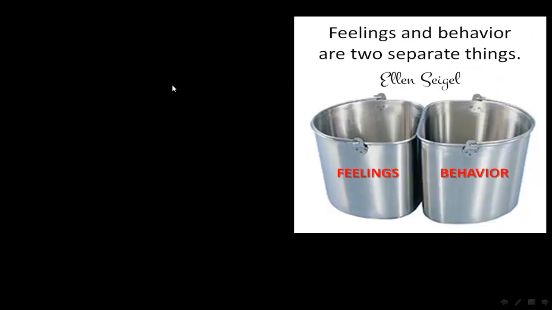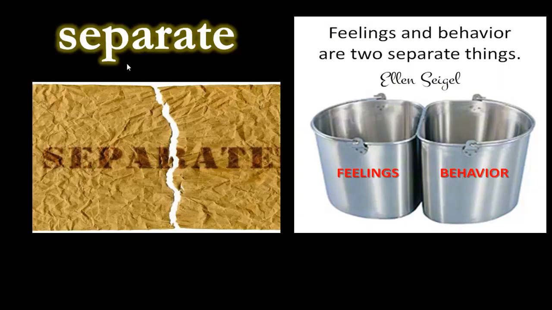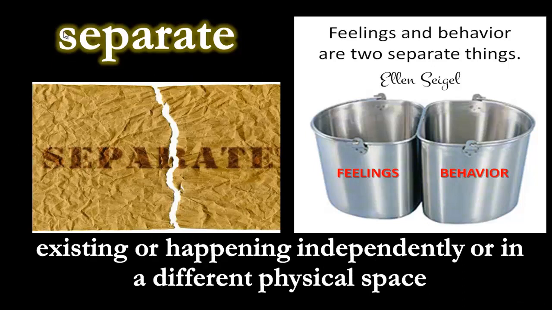What's the meaning of separate? Feelings and behaviors are two separate things. Feeling, behavior. Separate. Repeat, separate. Good. Separate: existing or happening independently or in a different physical space.